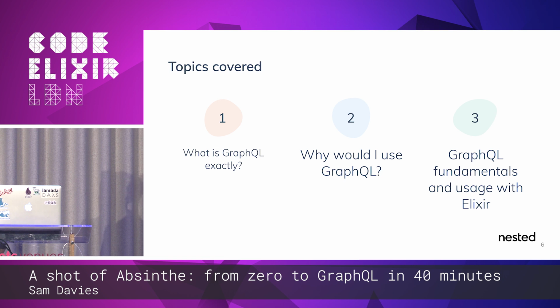So this is what I'm going to go through. What is GraphQL exactly? I know a lot of people are confused about this. Why would you want to use it in your particular use case? It's not suitable for all use cases. And I'm also going to cover some GraphQL fundamentals, and specifically how you can actually get started using Elixir as a GraphQL server.